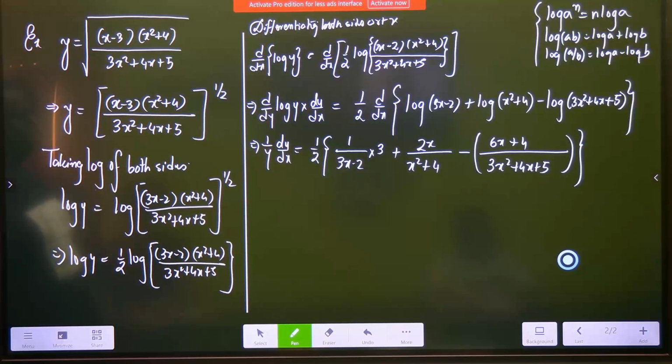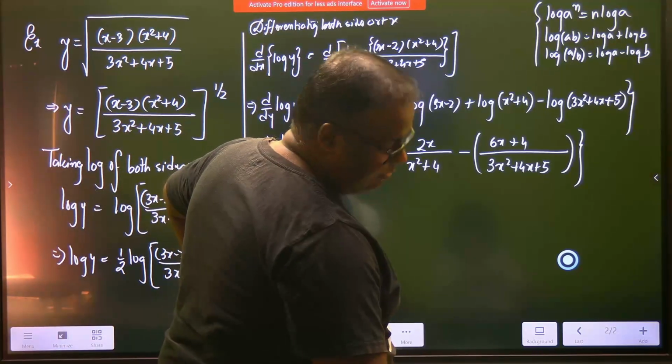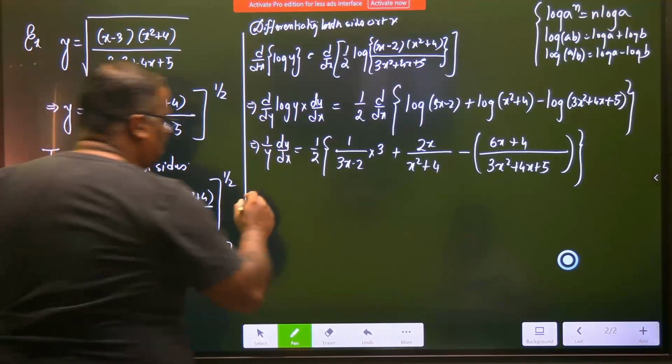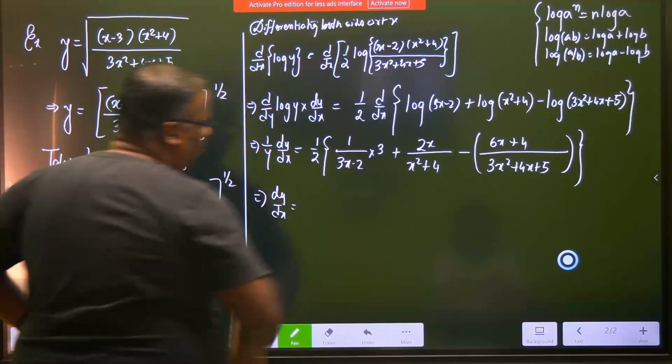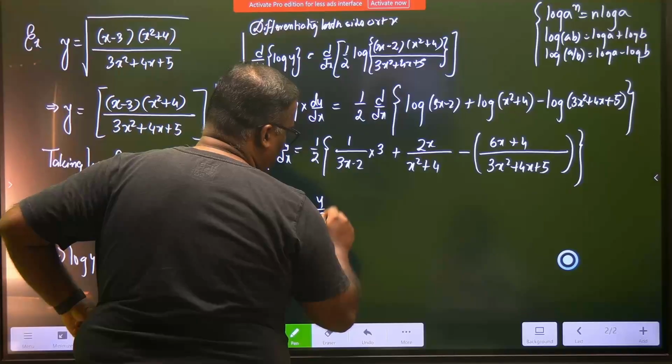Chain is always like that. d/dy of y, d/dx of y, that way you do. Okay, so now our job is to just keep dy by dx on this side. That is what you were supposed to find out. And you transfer y to this side, so it becomes y by 2.